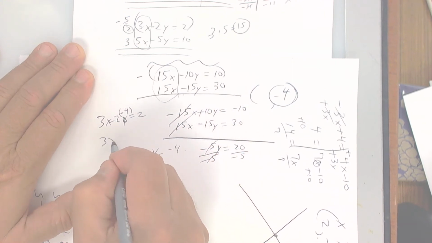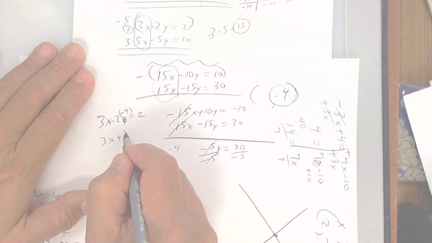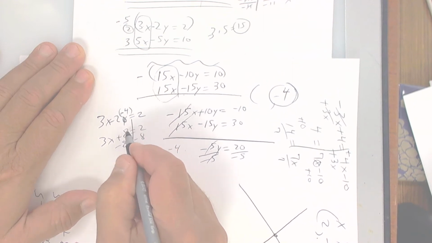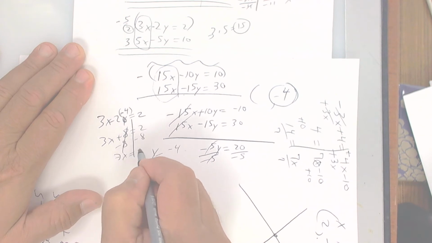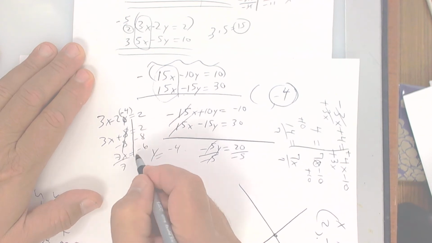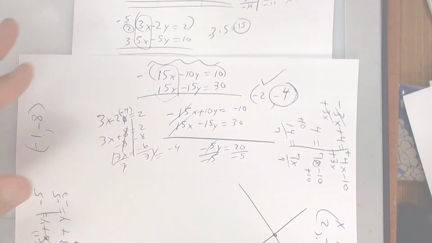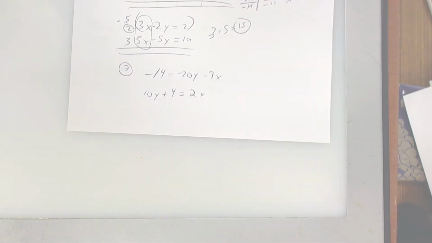So I get 3x, a double negative makes a positive 8 is equal to 2. A two-step equation, I subtract 8, I get 3x is equal to negative 6. I divide by 3 and I get x equals a negative 2, and I'm done. And there it is. Yeah, it was a lot of work. All right, last one here.